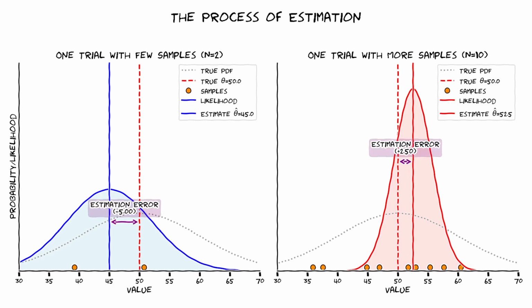On the left, the error is large. On the right, it's much smaller. This single trial illustrates how more samples lead to more information, which leads to a more precise estimate.